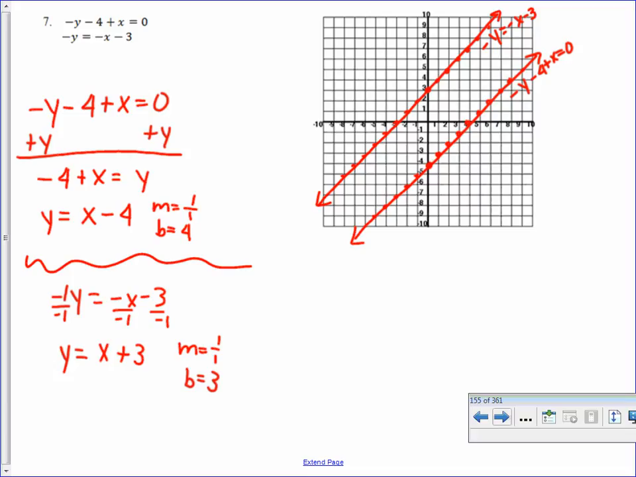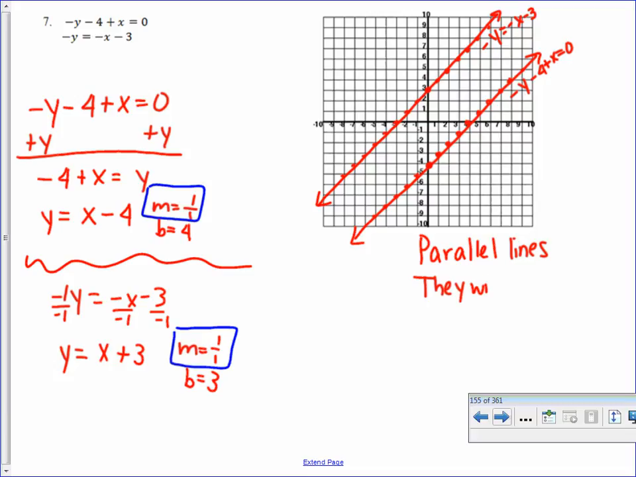Now, what is my point of intersection? Here I don't have one. These two lines will never intersect. They are parallel lines. How do I know they are parallel lines? Parallel lines have equal slopes. They are always going to be the same distance apart. In this case, my slope is 1 over 1. In this case, my slope is 1 over 1. They have equal slopes and different y-intercepts, so they will never intersect.